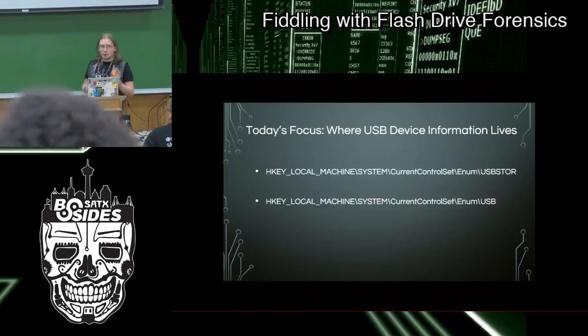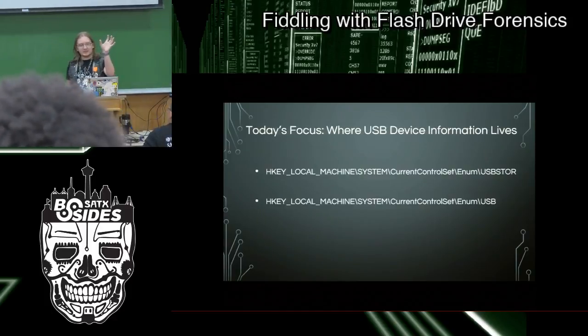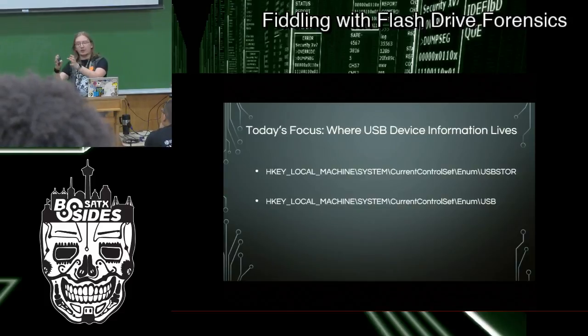Today's focus, we're going to be looking at the local machine system keys for the current control set under what's been enumerated under the USB storage and under the USB keys itself.